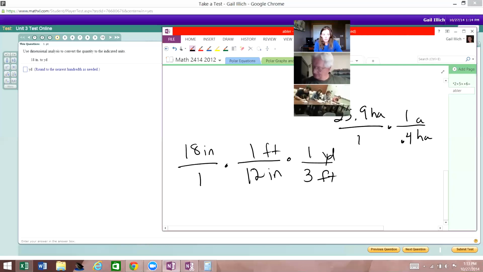So when you're doing this, if you want to do it all in one step on your calculator, and you have a big calculator, you can use your parentheses. But if you don't want to do that, you might want to go ahead and do 18 times 1 times 1, which is 18, and then 1 times 12 times 3, which is 36. So your inches cancel, your feet cancel. And then you can type that in your calculator, or if you're having a good day, you might be able to see that that is 1/2, because 18 goes into 36 exactly 2 times. So you should have got 0.5.